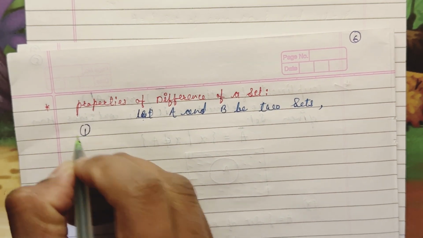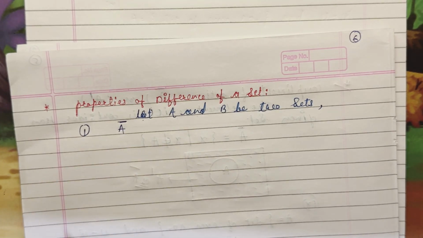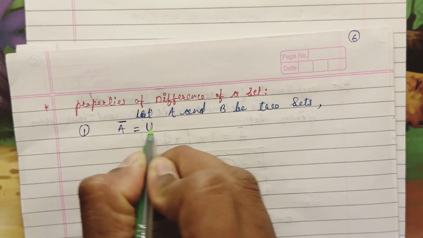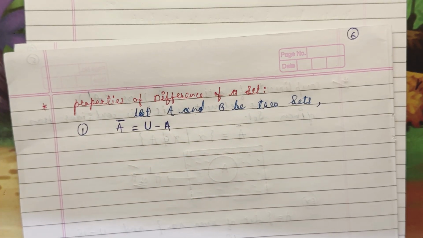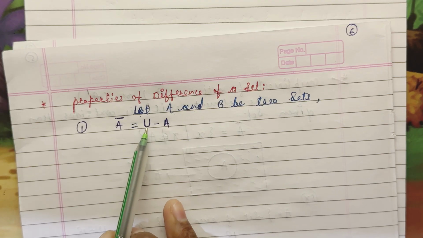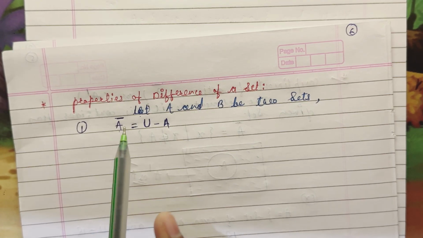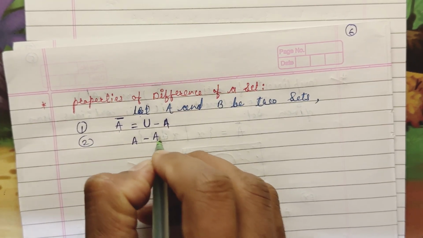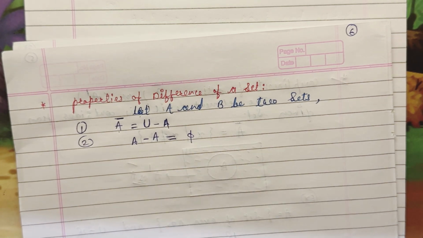So the first property says that if we take a complement, in the form of difference, we get the difference of set U minus A. The difference of set U and A is the complement of A; we write it this way. Second, the difference between a set and itself is phi only.